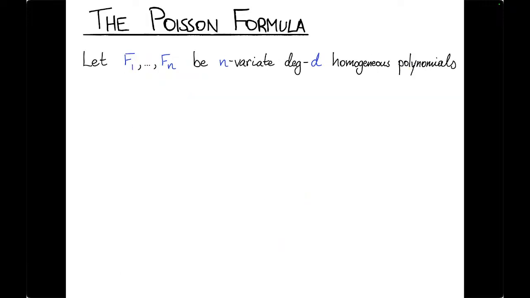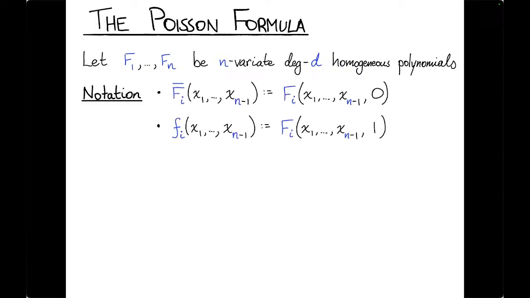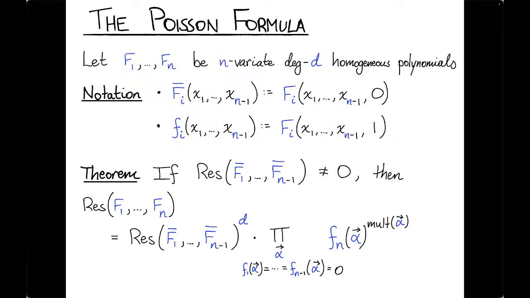There's this amazing formula called the Poisson formula, and this is what we're going to use to compute this. I have these n-variate degree d homogeneous polynomials. I need one bit of notation. From fi, I get fi bar by setting the last variable to be 0, and from fi, I get lowercase fi by setting the last variable to be 1. What the Poisson formula says is that if the resultant of f1 bar through fn minus 1 bar is not 0, then the resultant of n polynomials factors into two terms.